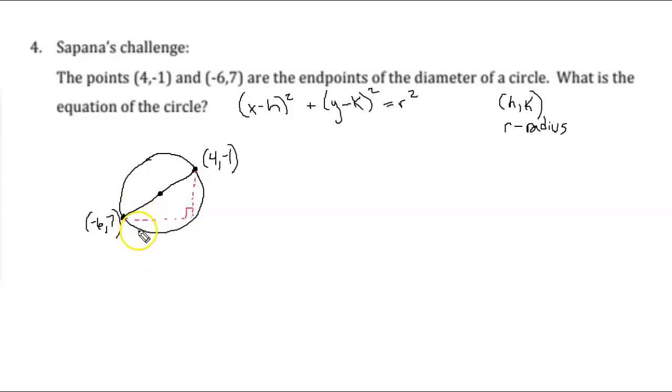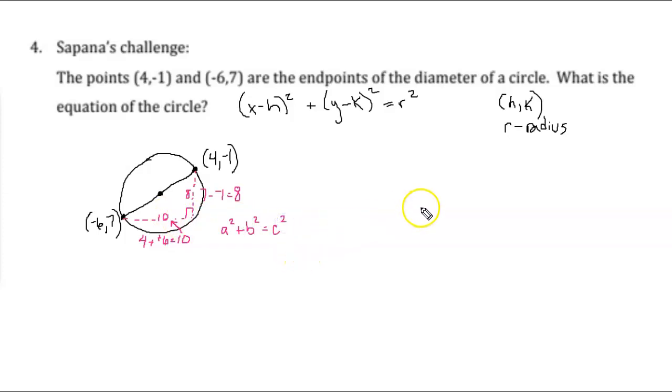To find this distance, we just have to know the difference between the x's. So 4 minus -6 means that this side must be 10. And to find the length of this side, we just have to find the difference of the y values. So 7 minus -1 is equal to 8. So one side of the triangle is 10, this side of the triangle is 8, and I can just do the Pythagorean theorem to figure out what that distance is. So it is just a² + b² = c².